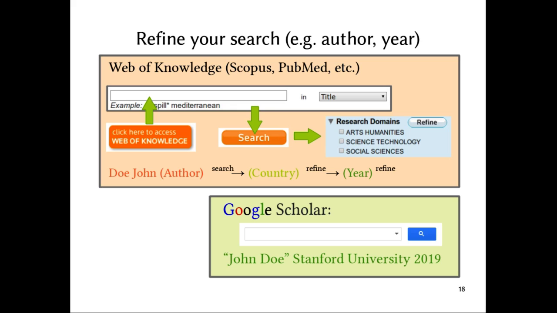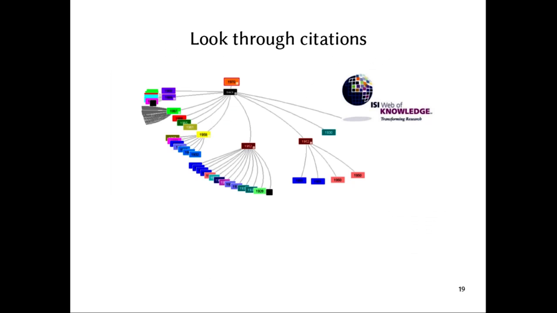You actually can do the same in Google Scholar. This is another approach for searching and refining the search. You put your John Doe into quotes, and then you specify that he is from Stanford University, and then you specify the year as well. You can also add the keywords, and finally you will find all the information related to your search inquiry.